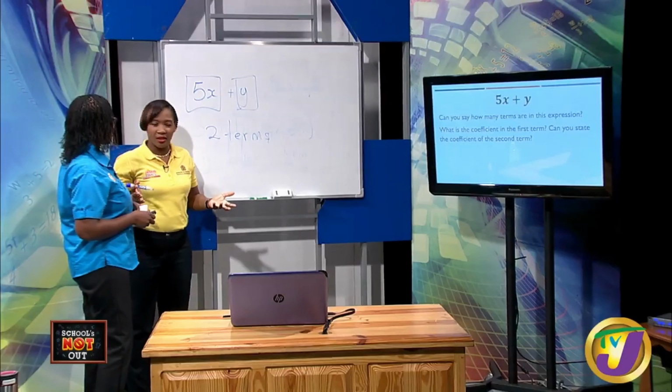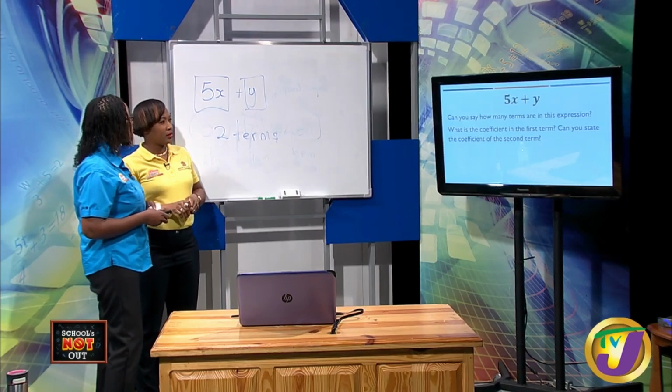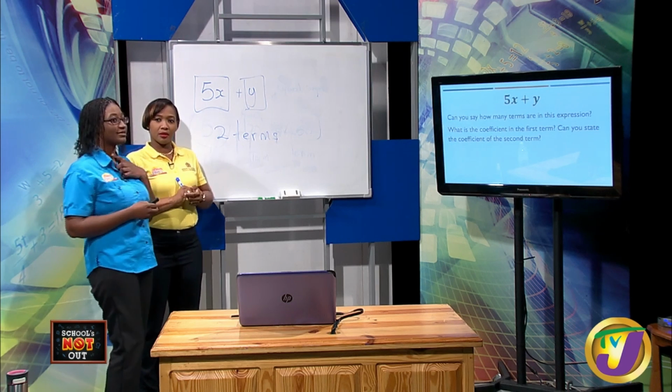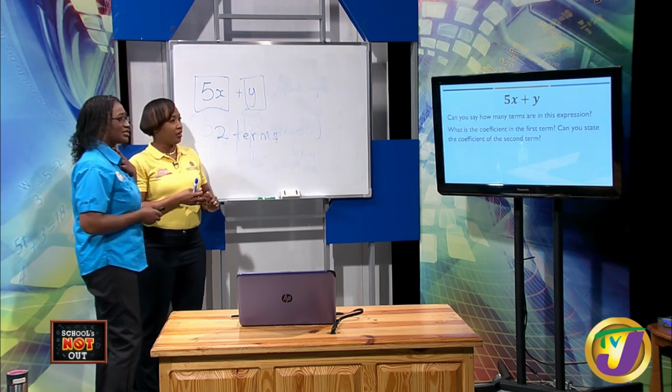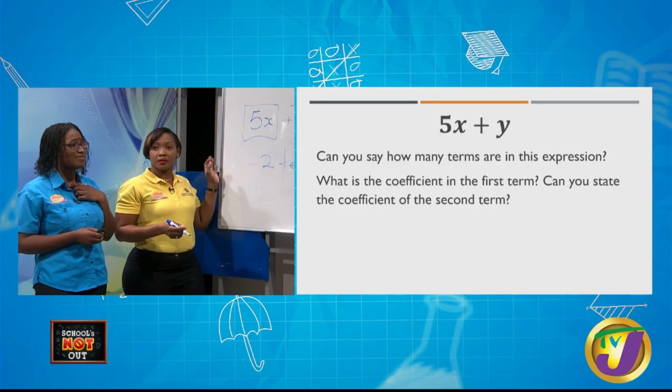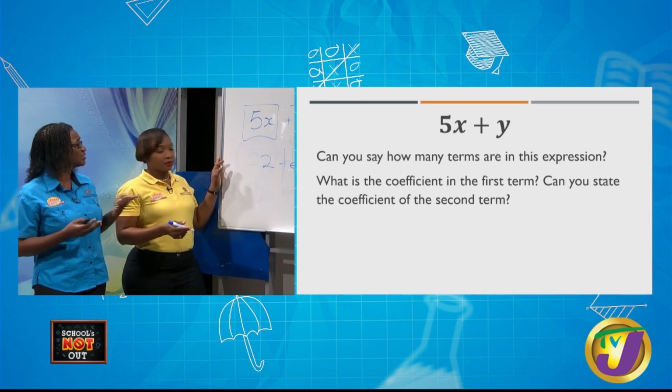What do you mean coefficient, miss? That's a very big word. Now the coefficient is that number that multiplies our variable. Oops, there goes another word. Variables. Do we know what a coefficient is, what a variable is? Tamika, help our students to identify these.